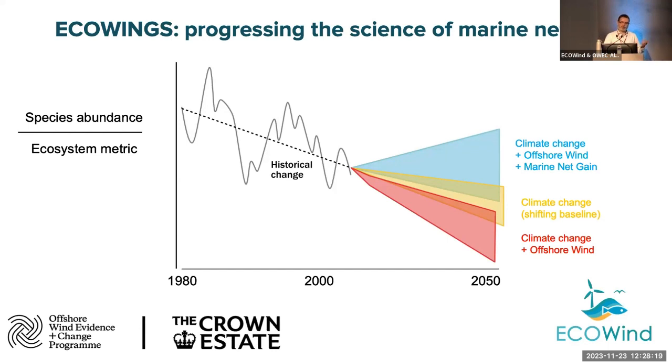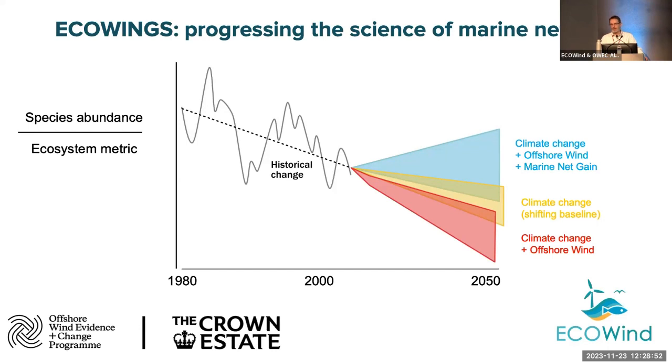And one way that we can look at this conceptually is this diagram shown here, where we might have a species metric or an ecosystem metric that has shown some historical decline over the last few decades, which, as we've seen in many aspects of the ecosystems in UK waters. And under climate change, which is considered to be one of the main causes for these declines, set to continue, we see this further decline predicted under climate change.